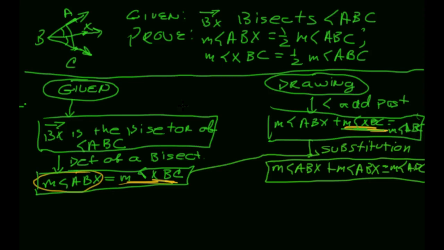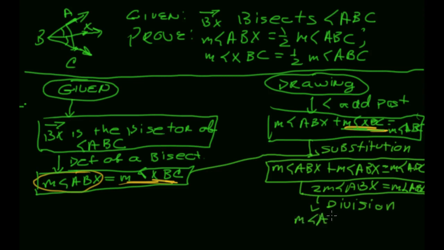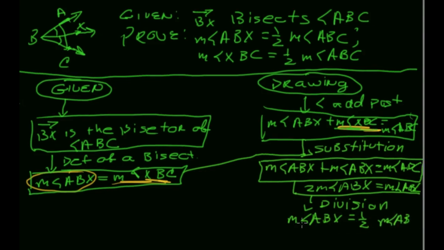Now note, a quick little bit of math here gets me that this is the same as 2 times the measure of angle ABX is equal to the measure of angle ABC, so that's just simplifying the expression. And then by the division property, I can divide both sides by 2 and get that the measure of angle ABX is equal to 1/2 the measure of angle ABC.